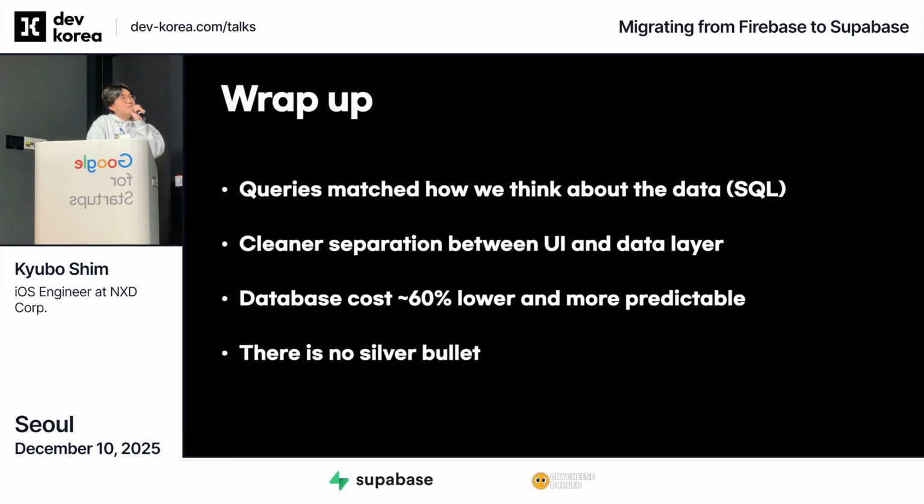So let me just wrap up the whole thing. First, queries match how we think about the data. SQL feels natural for filtering and sorting. Second, a better developer experience: it's easy to fix data, debug performance, and maintain consistency. And the most important thing is the 60% lower cost.